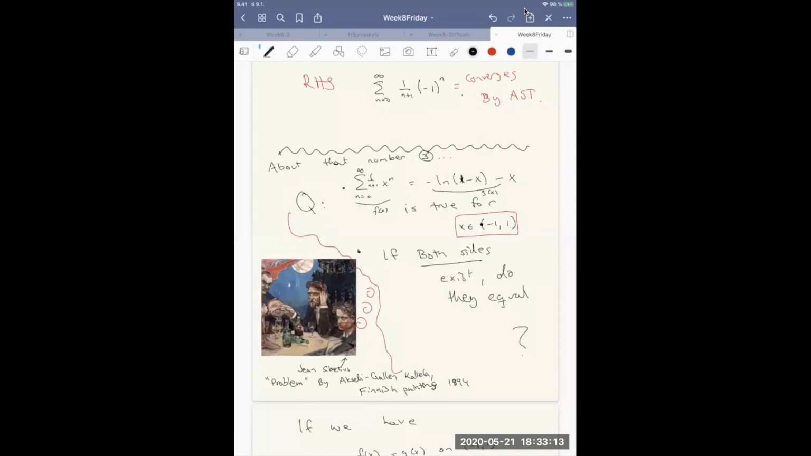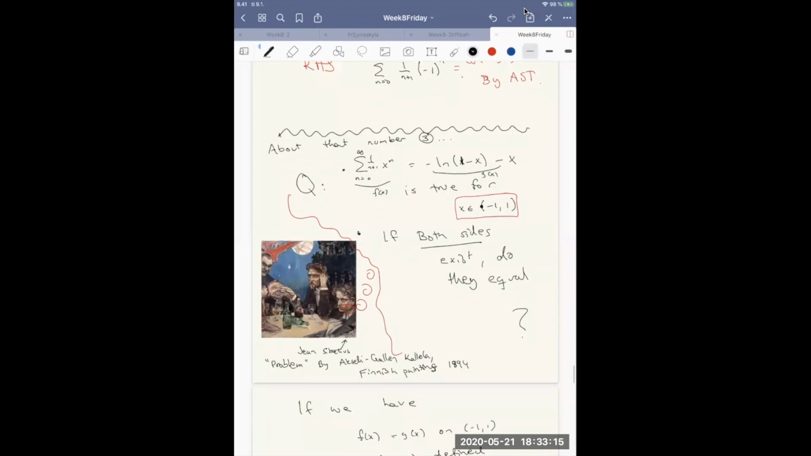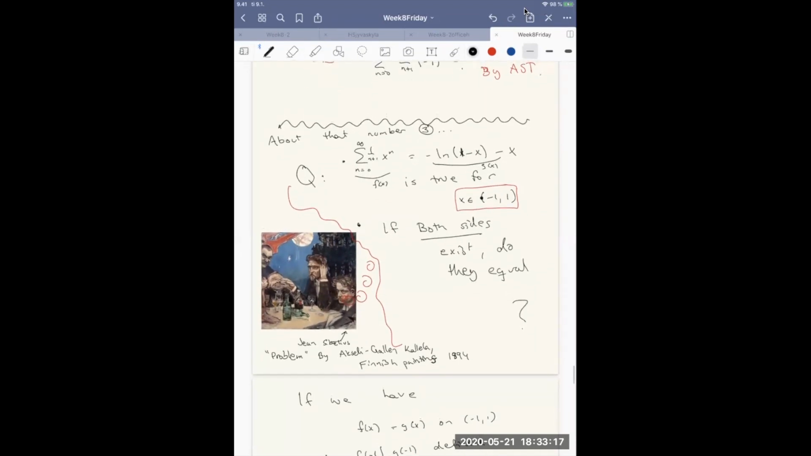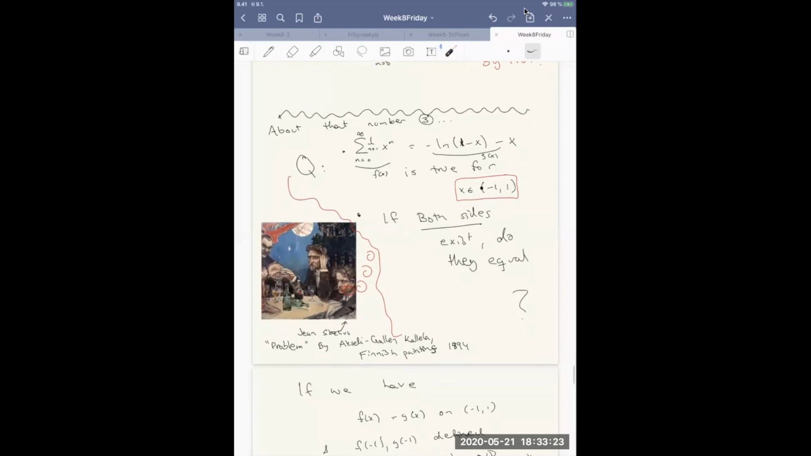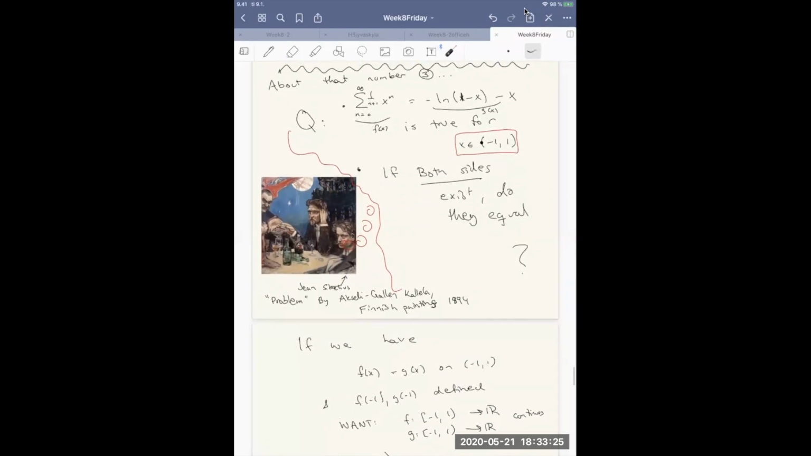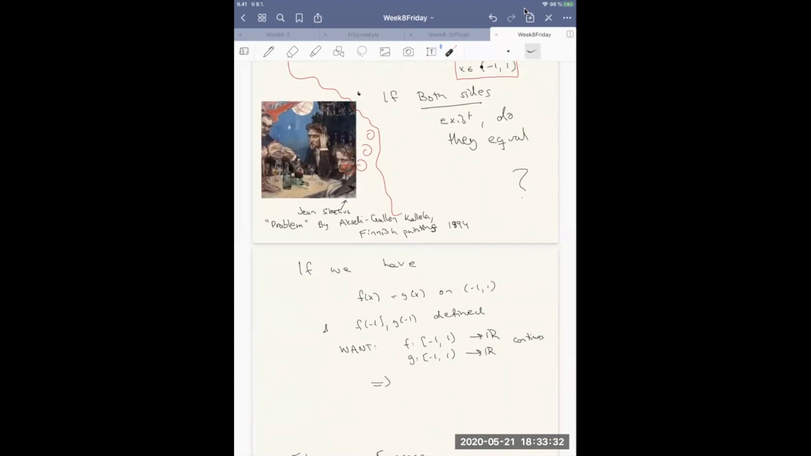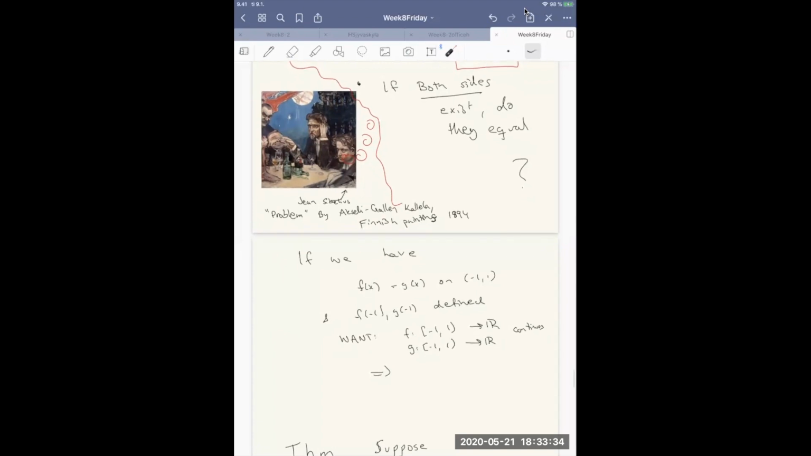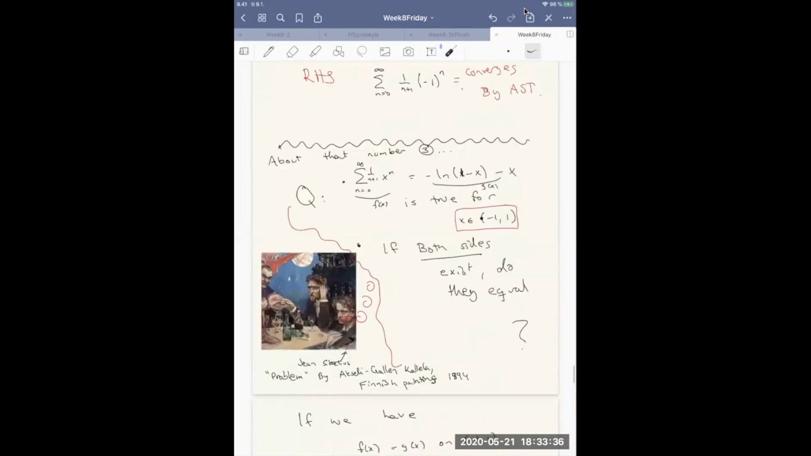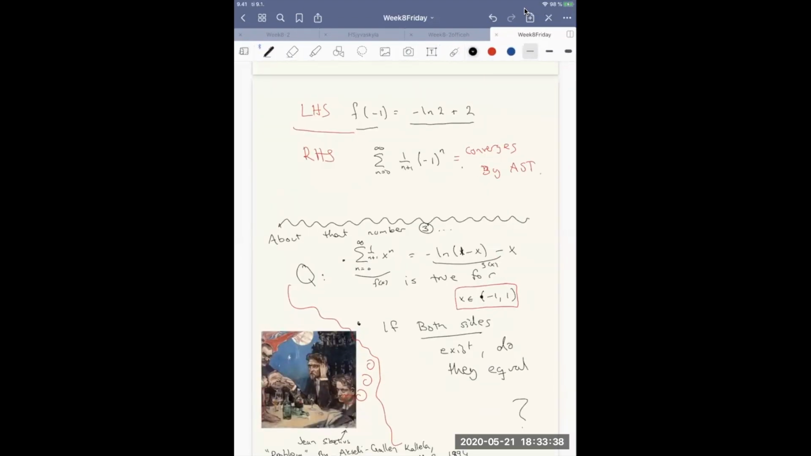By the way, this is a Finnish painting that I'm using, by a famous Finnish painter, Akseli Gallen-Kallela. That is Jean Sibelius, the famous composer. The painting is called Problem. In this case, the problem is: when both sides are defined, do they have to be equal? And in our case, can we say that these two things are the same?